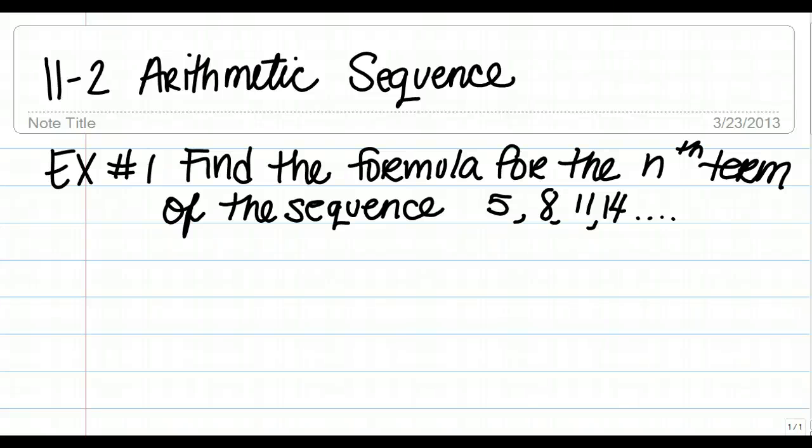Going to do 11-2 arithmetic sequence. An arithmetic sequence is a list of numbers like, for example, 5, 8, 11, and 14. If you look at those, it's a sequence because you're adding 3 every time. So 5 plus 3 is 8, 8 plus 3 is 11, 11 plus 3 is 14, and this sequence can go on forever here. So you're adding by 3. That would be an arithmetic sequence.